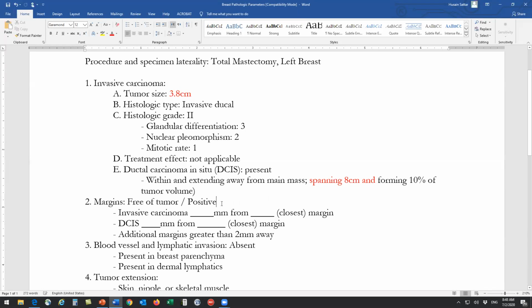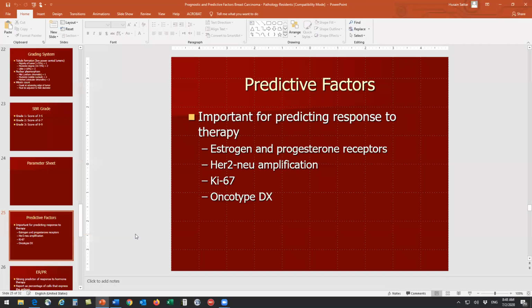All right, margins. You'll say free of tumor or positive. So let me very quickly go back and just talk about margins and how we assess those.